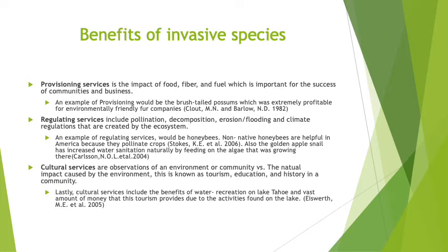The second service is regulating services, which includes pollination, erosion and flooding, and climate regulation that are normally naturally created from the environment itself. An example of this is the non-native honeybees that are found in America, and that are beneficial because they help the pollination of crops, and also the golden apple snail, which is helpful for environments because they increase water sanitation naturally by eating the algae.